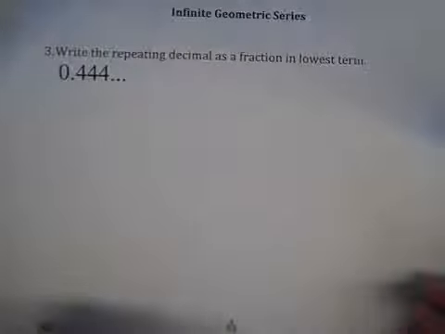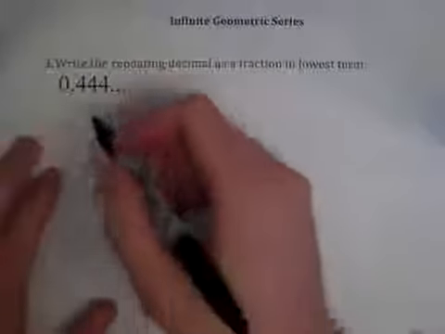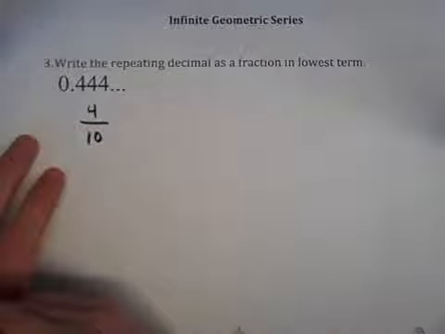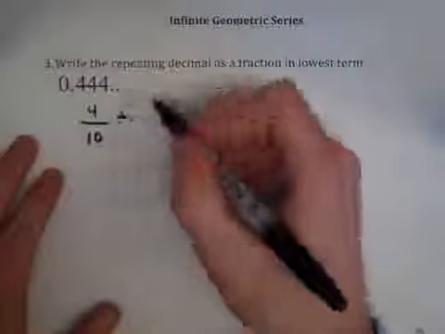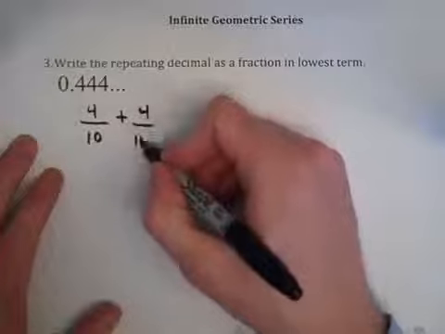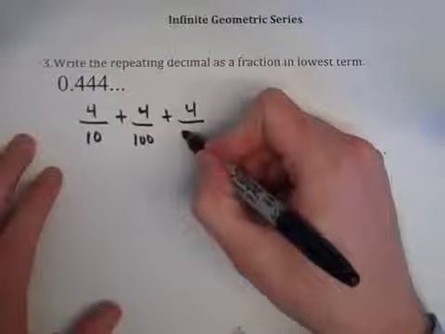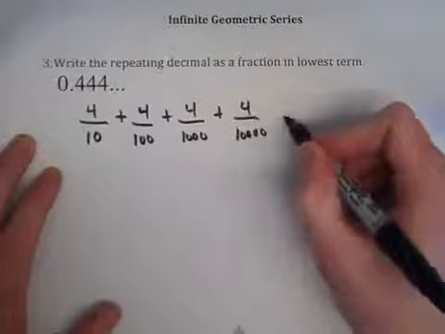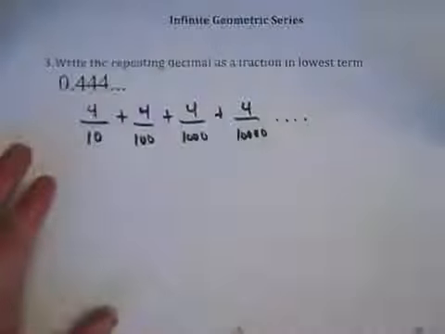Write the repeating decimal as a fraction in lowest terms: 0.44444444. All right guys, let's break this into an infinite geometric series. The first 4, I think you'd agree, is 4 over 10. The second 4 is 4 over 100, 4 over 1,000, 4 over 10,000, and so on, keep on going forever.